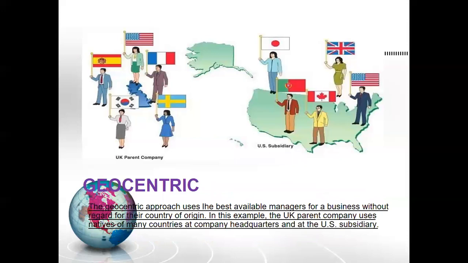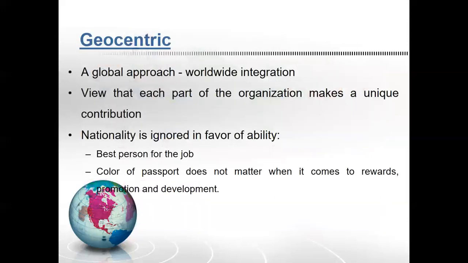Then we have geocentric. The geocentric approach is basically using the best available managers for a business without regard for their country of origin. In this example, the UK parent company uses natives of many countries at company headquarters and at the US subsidiary. So the managers are available for the business without any origin. The person who works best can be considered for this particular aspect. So geocentric has a global approach. It makes a unique contribution.